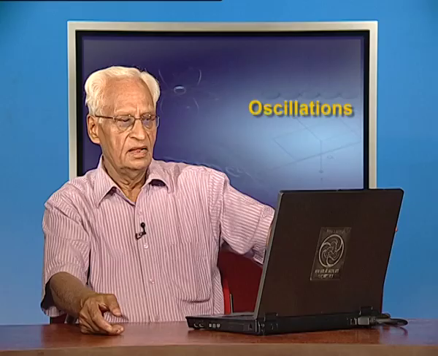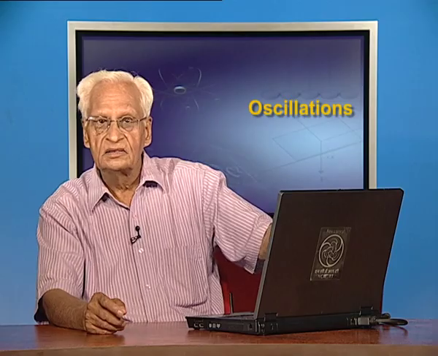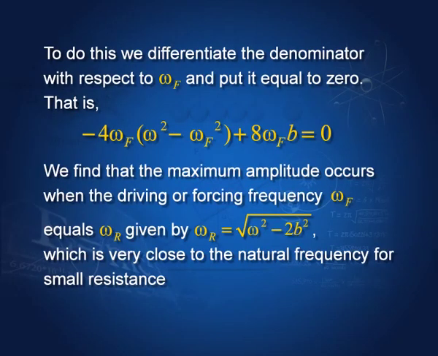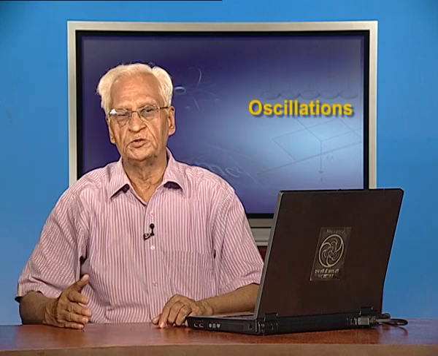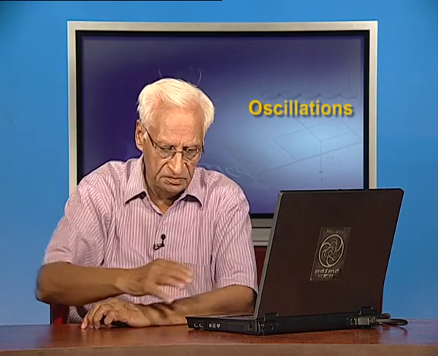And we do that, and we find that the amplitude would be maximum when the driving or forcing frequency omega_f equals omega_r. Omega_r is the resonance frequency. We will define resonance in a moment. Omega_r is the square root of omega squared minus 2b squared: natural frequency squared minus 2b squared, where b is the damping term. So, when omega_r is equal to omega_f, we get the maximum amplitude. It is not infinite, but we get the maximum amplitude.